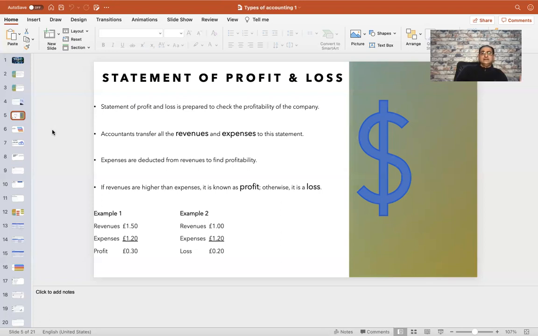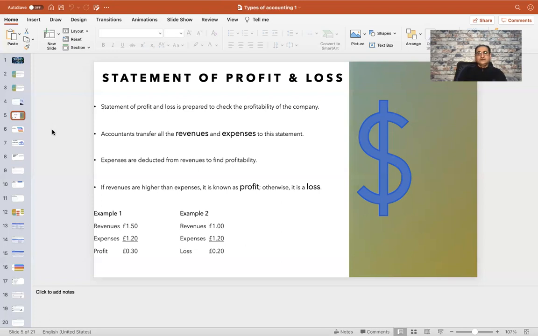And accountants transfer revenue and expenses to the statement of profit and loss. So expenses are deducted from revenues, and as a result, we are able to calculate the profit, but it can be a loss as well.